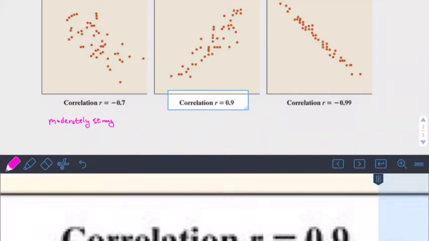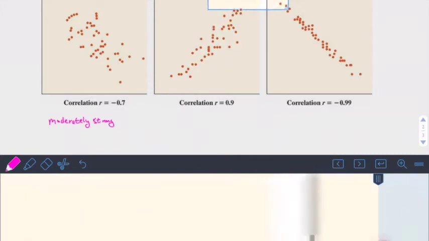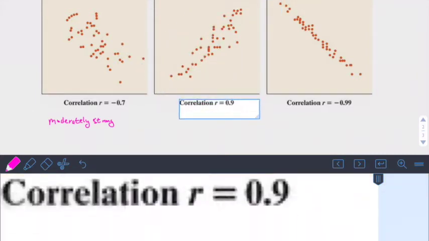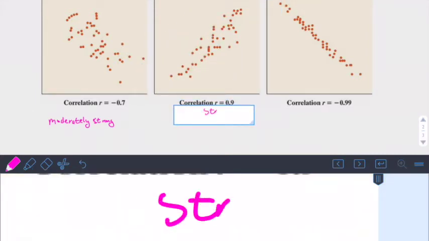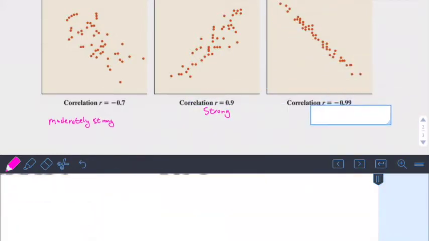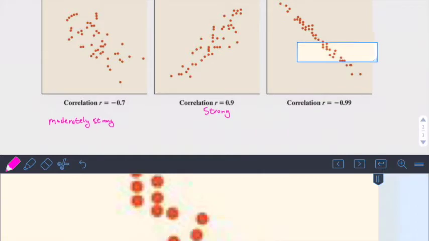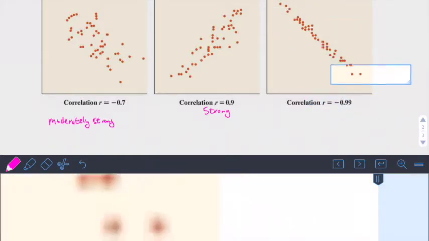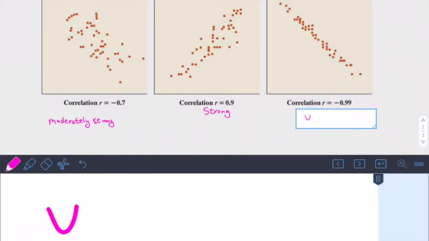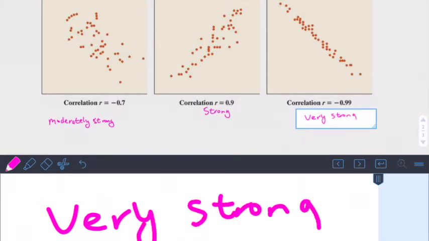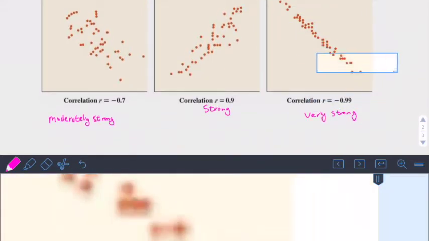And this is getting strong, 0.9. You can see how we can see a line kind of forming there. And this is very linear. That's negative 0.99. The negative is the direction. 0.99 is very close to 1. So this is a very strong strength. So you can see how this is getting very strong.